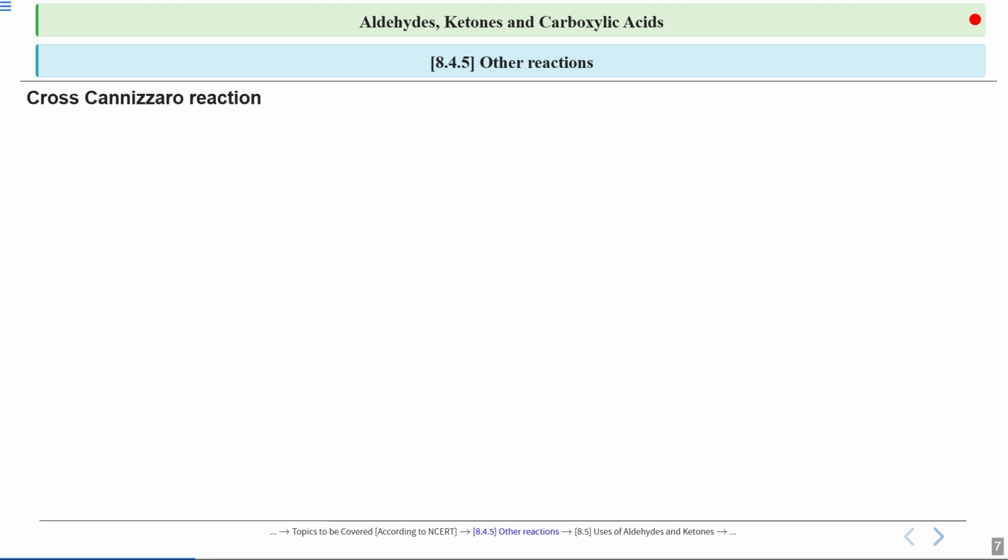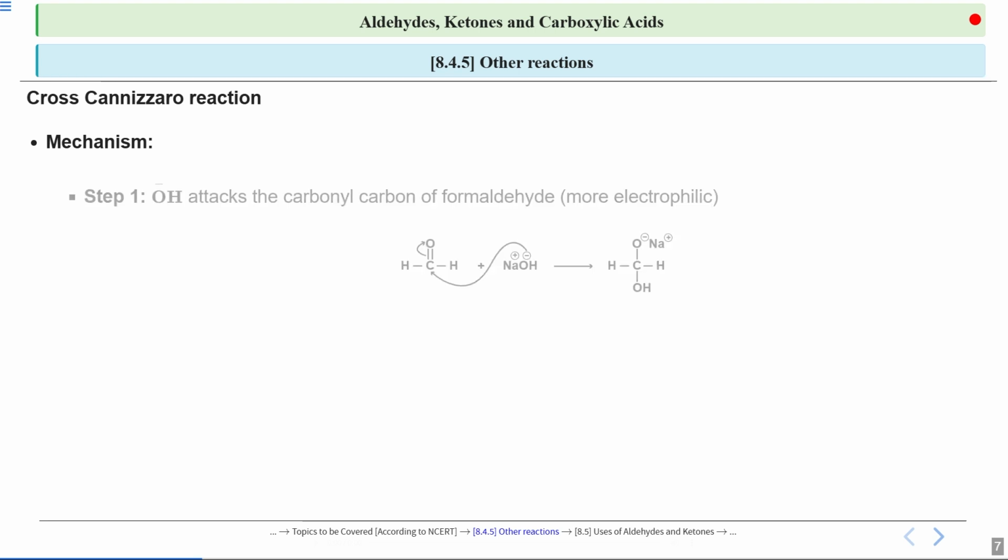Now continuing with this cross-Cannizzaro reaction, let us see the mechanism for the cross-Cannizzaro. Let us see how this reaction is proceeding. So what is happening in step 1? In step 1, we observe the hydroxide ion, which is negatively charged. We have NaOH, which is a strong base. In NaOH, we have Na positive and OH minus, which is a hydroxide ion and negatively charged.